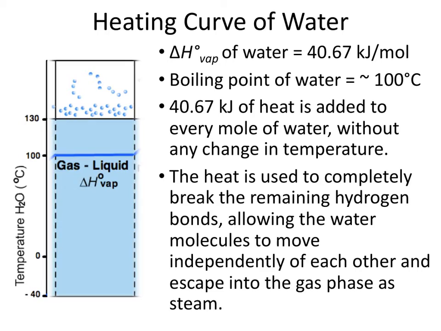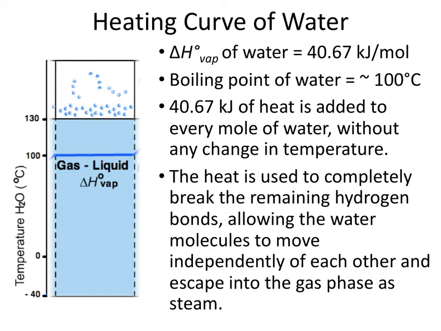And at this point, we've gotten to the molar enthalpy of vaporization, 40.67 kilojoules per mole to be specific. So what this means is that this energy that's being added at this point without any temperature change is going to break the remaining hydrogen bonds that are keeping these water molecules together. And you can see that here we have these hydrogen bonds keeping the water molecules together, and eventually, as they break apart, they become these little gas molecules that are free from one another, and they escape into the gas phase.